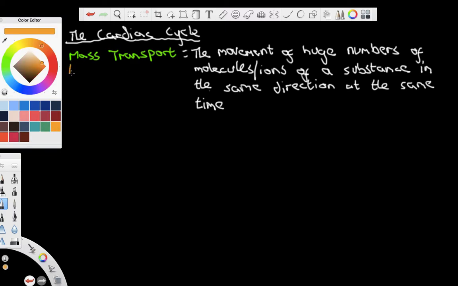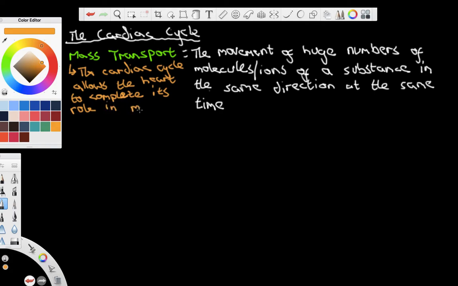So we can say that the cardiac cycle allows the heart to complete its role in mass transport. Basically, to simplify this, mass transport is how an organism transports large amounts of substances around itself. The cardiac cycle is a sequence of events that allows the heart to contract, pushing blood around the organism.